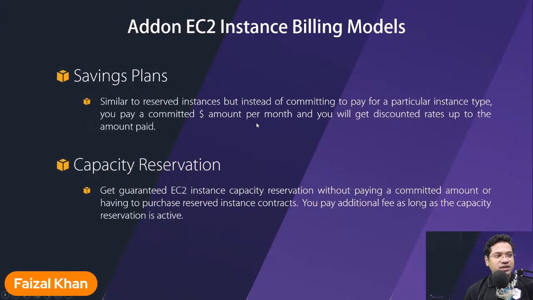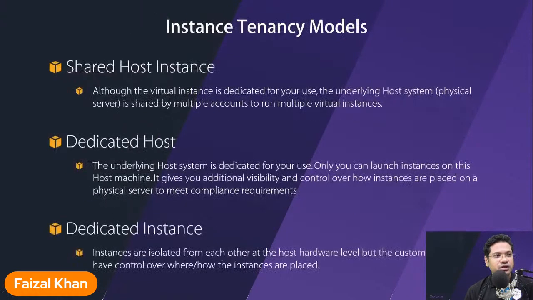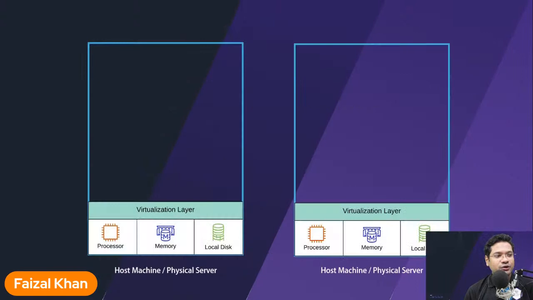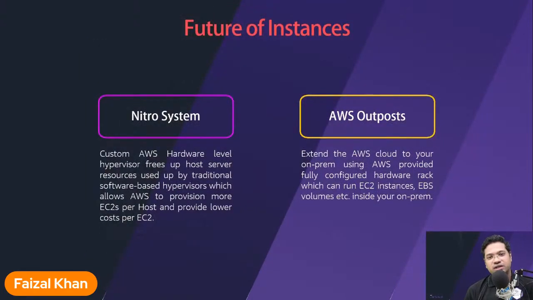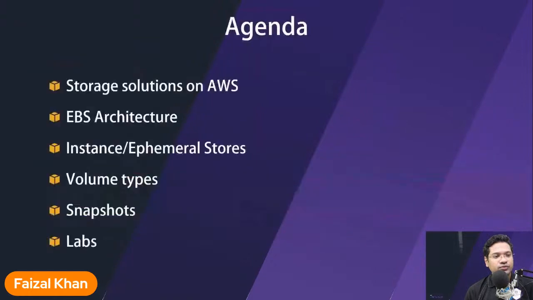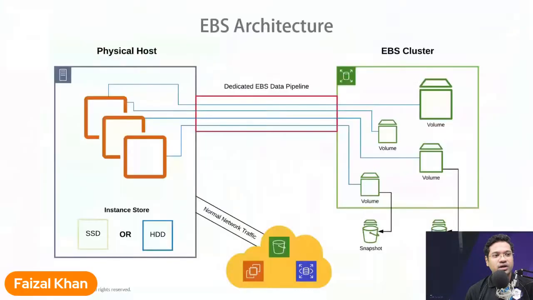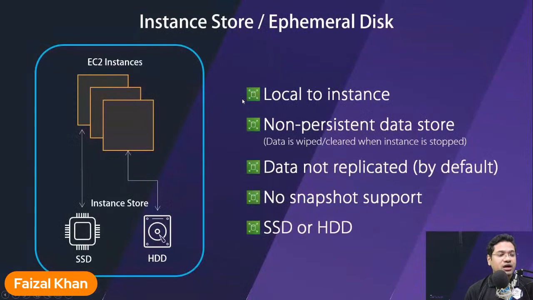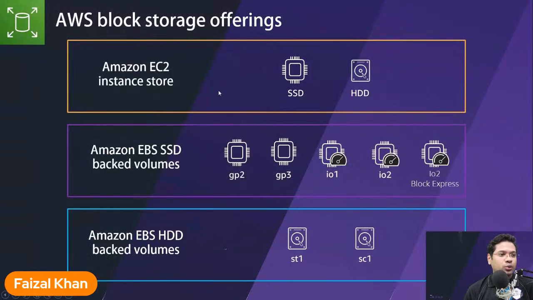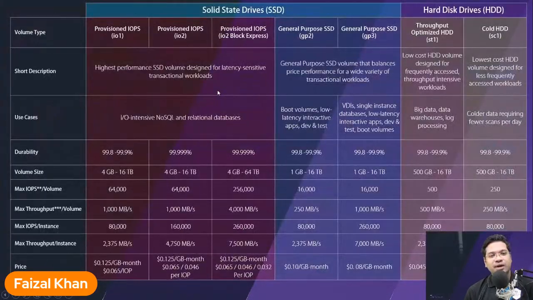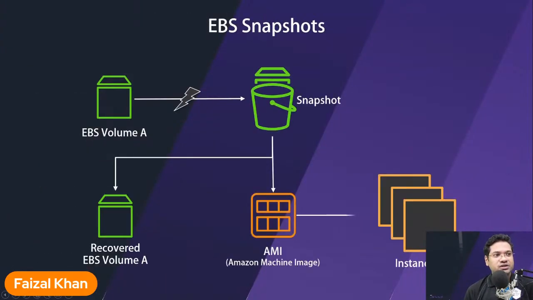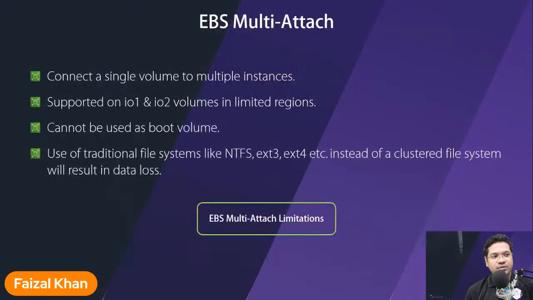Then we talked about savings plans as well as capacity reservation, and tenancy models: shared host instance, dedicated host, and dedicated instance. We talked about the Nitro hypervisor and AWS Outposts. We talked about EBS volumes, how the EBS service works, and how you attach and detach EBS volumes to the EC2 instances. We talked about ephemeral disk or instance stores. We talked about the different types of volumes and how they matter in terms of performance, whether it is IOPS or throughput that matters to you. We talked about snapshots and how you can create AMIs.